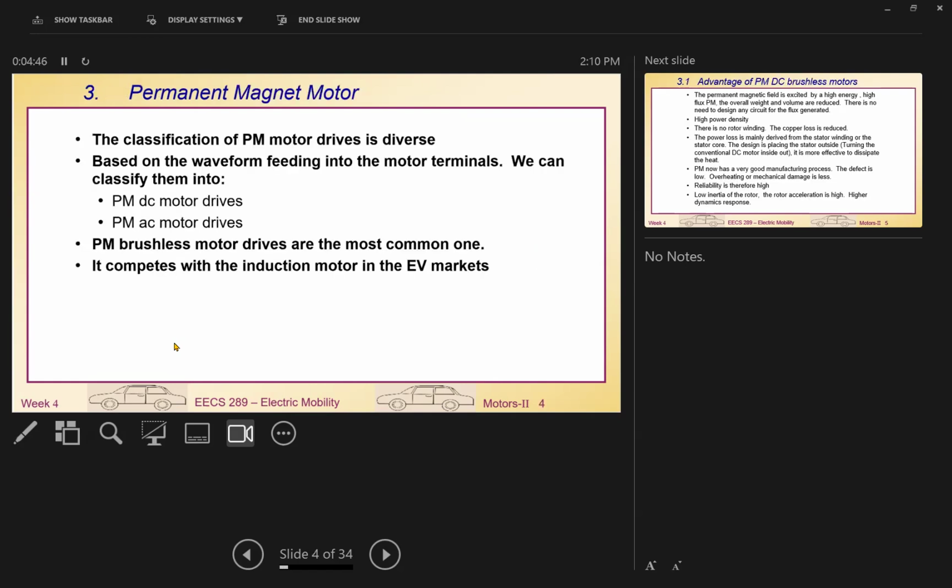So now let's look at the permanent magnet motor. There are many professors and engineers who try to classify the PM motor, with many different names. Basically, we can classify them into PM DC motor and PM AC motor. That is to say, it is mainly about the input side, whether we inject DC voltage or AC voltage. That's how we define it.